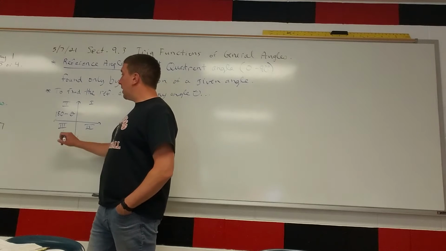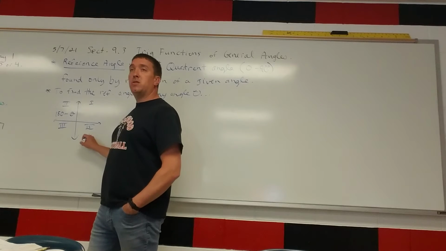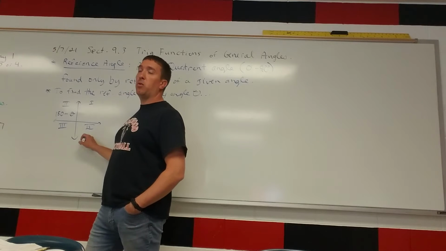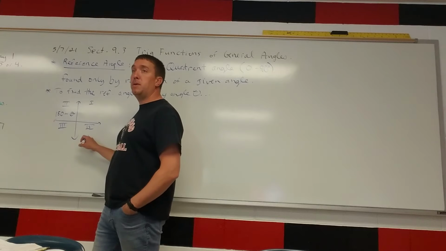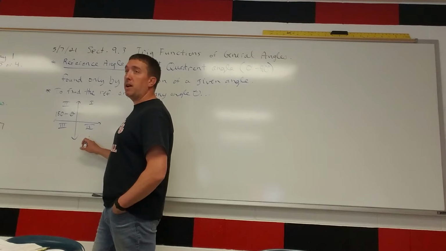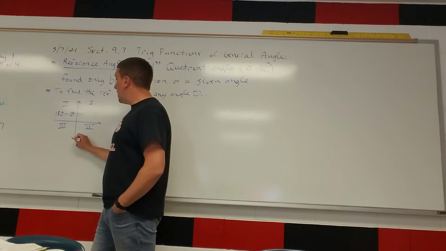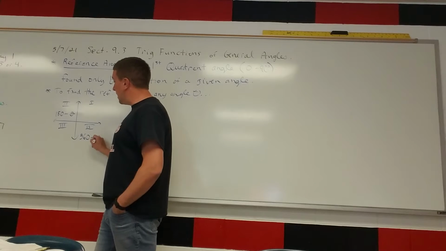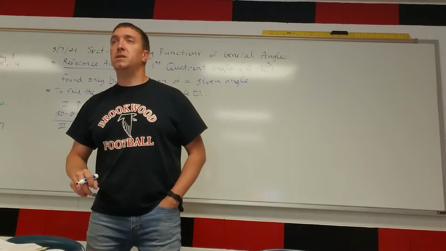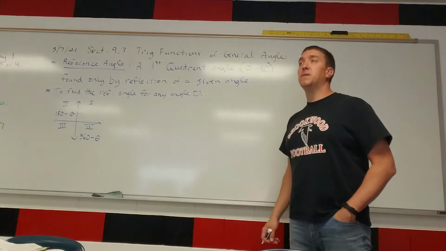If I give you, let's not go with quadrant 2. If I give you an angle in quadrant 4, let's just say 300 degrees. 300 degrees would be down here, right? All you do to find its reference angle in quadrant 1 is you take 360 minus it. So 360 minus 300 would be 60.